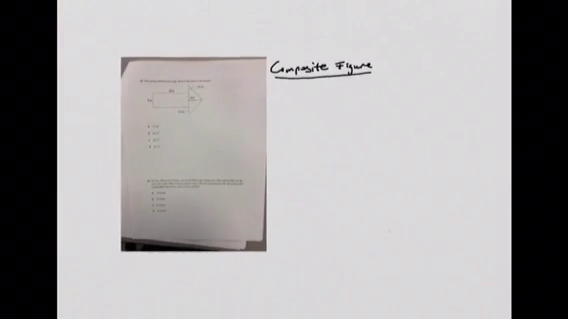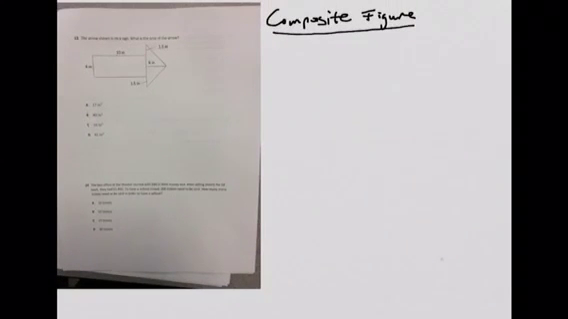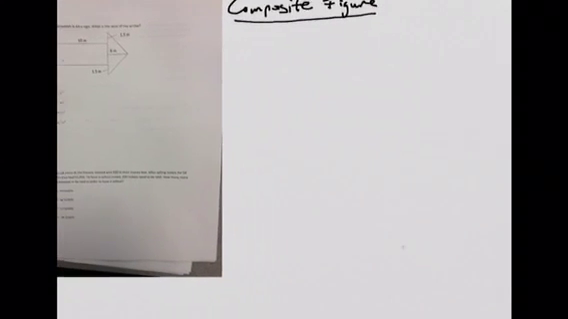To solve this, it's a composite figure. We're going to need to figure out the area of the triangle and then the rectangle and then add them together. So we can figure out the area of the rectangle first. I'm going to do a similar type of problem with different numbers and the arrow pointing a different way. Not a whole lot different.